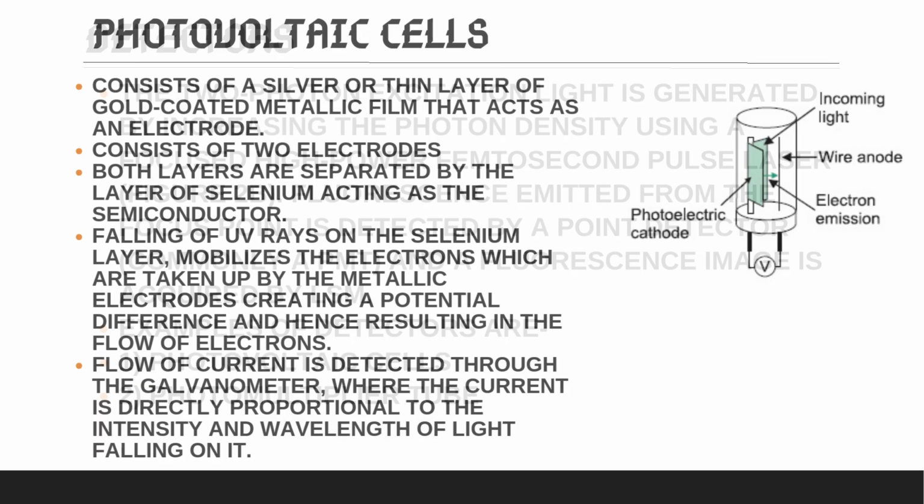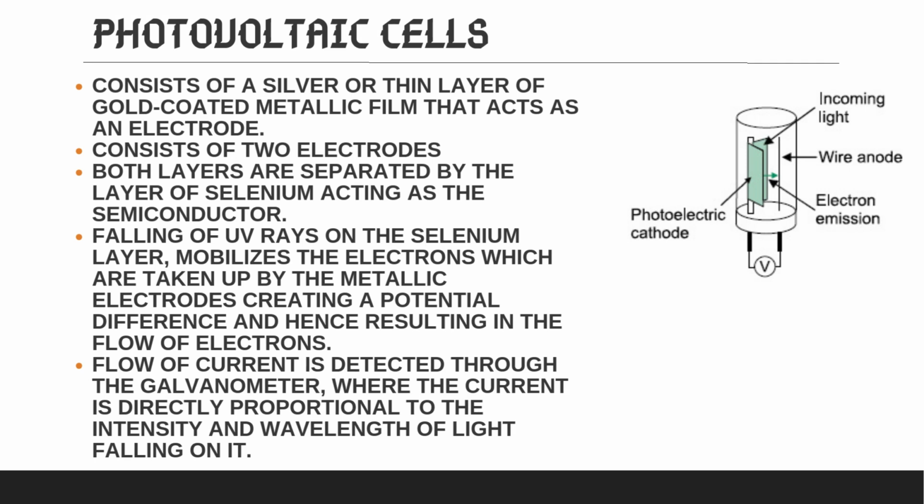Examples of detectors, commonly used detectors are photovoltaic cells and photomultiplier tube. Photovoltaic cells consist of a silver or thin layer of gold coated metallic film that acts as an electrode. Consists of two electrodes. Both layers are separated by the layer of selenium acting as a semiconductor. Falling of UV rays on the selenium layer mobilizes the electrons which are taken up by the metallic electrodes, creating a potential difference and hence resulting in the flow of electrons.